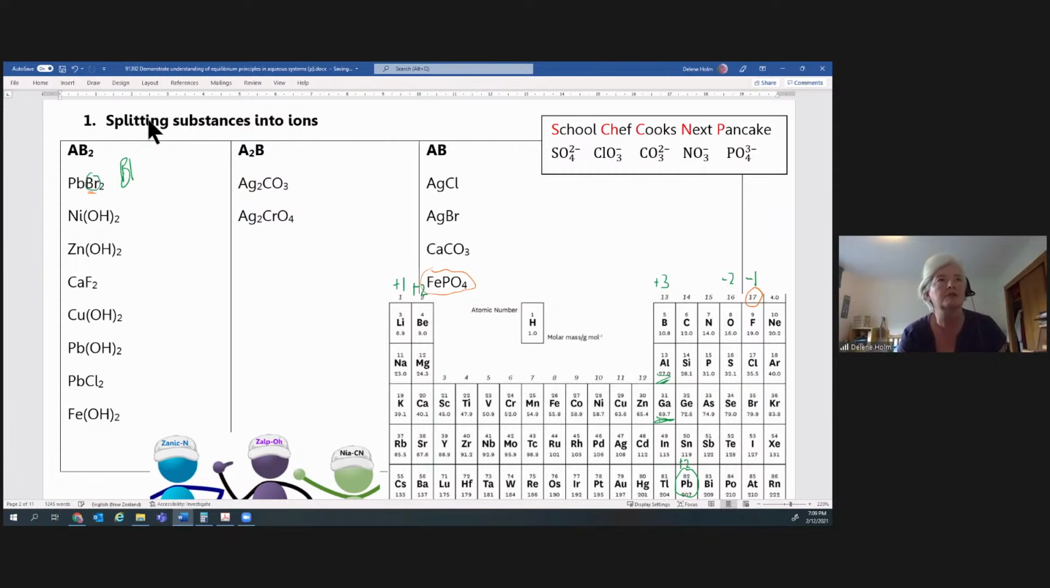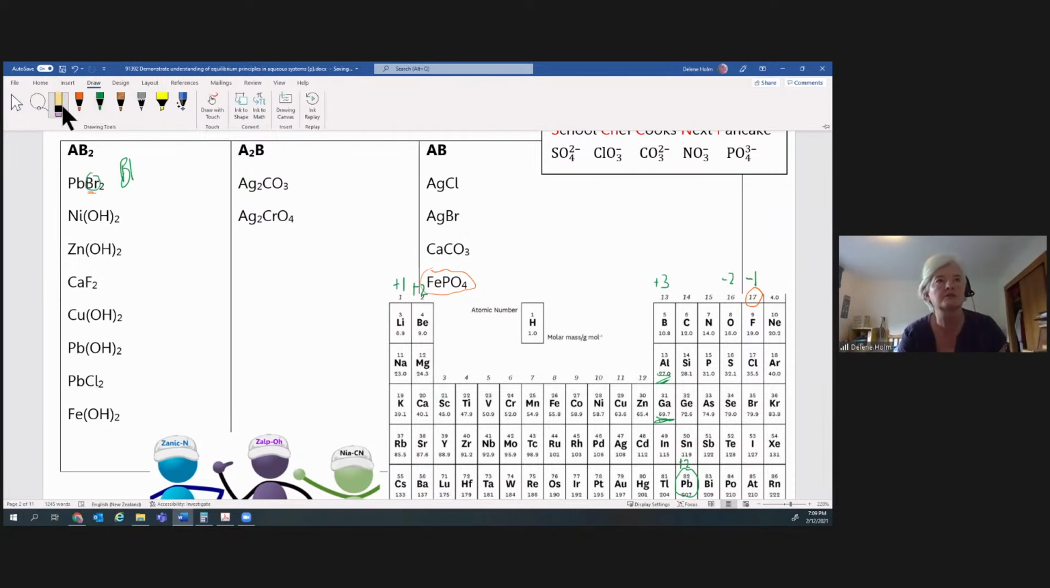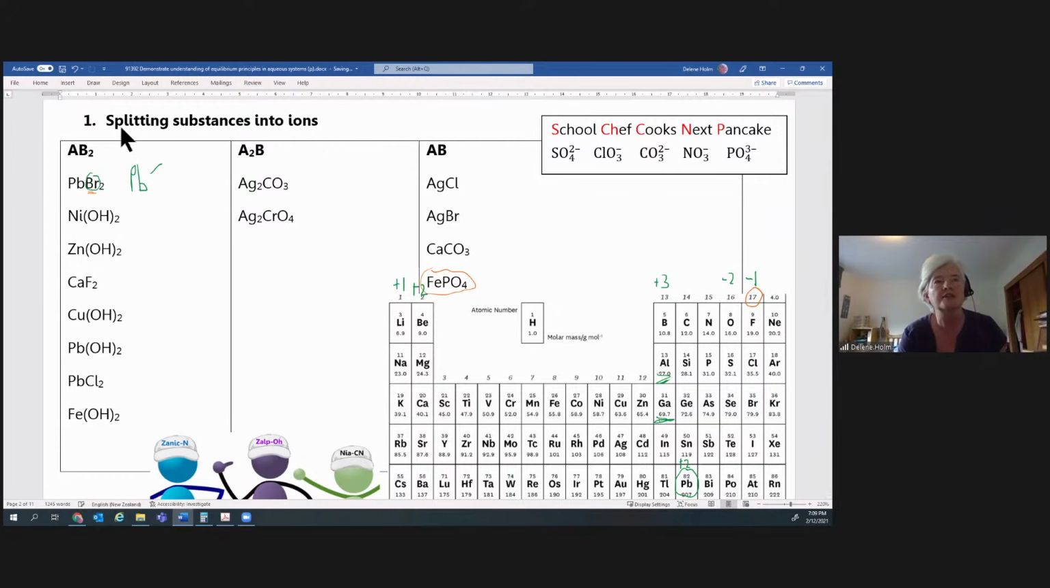So if you've got PbBr2, remember this is not a molecule, I'm just trying to show it. If each of these is a negative charge, because Br is sitting in group 17, then it means that the Pb must be a +2 charge to cancel out the charges on the 2 Brs. So have a look, use the periodic table if you don't know your ions.